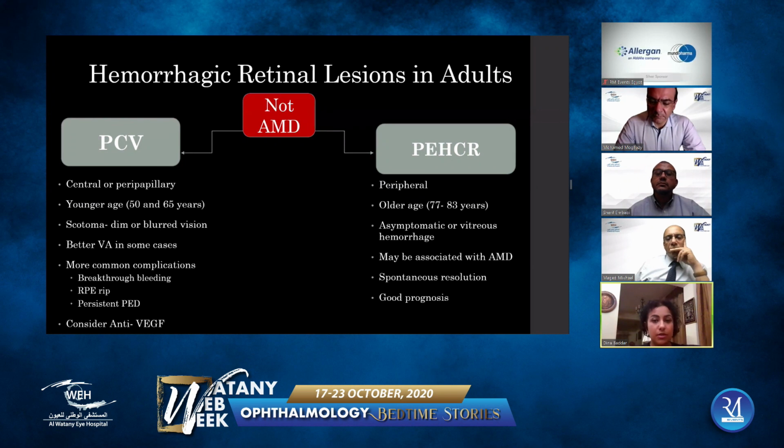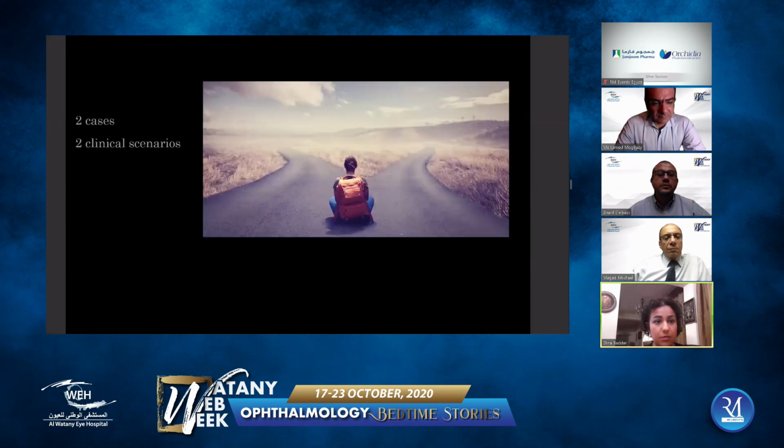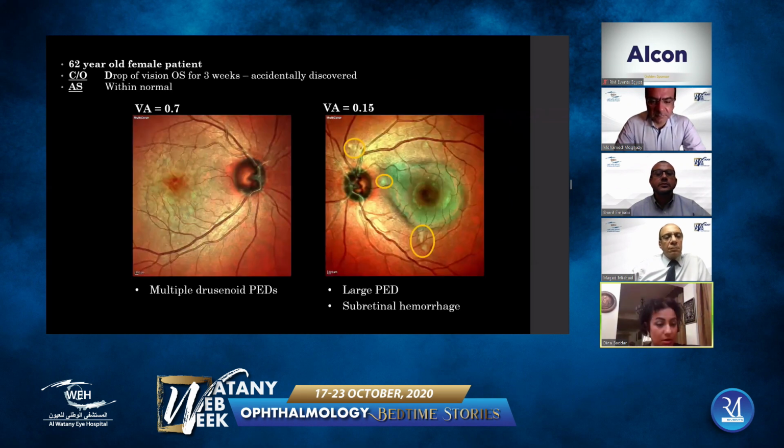So let's start with entity number 1, polypoidal choroidal vasculopathy. We're going to share 2 cases with 2 separate clinical scenarios. Case number 1 is a 62-year-old female patient. See, it's younger than your average age for AMD. She came in with an actual drop of vision in the left eye that she noticed accidentally 3 weeks back. The anterior segment examination was unremarkable, and the vision in the right eye was 0.7.